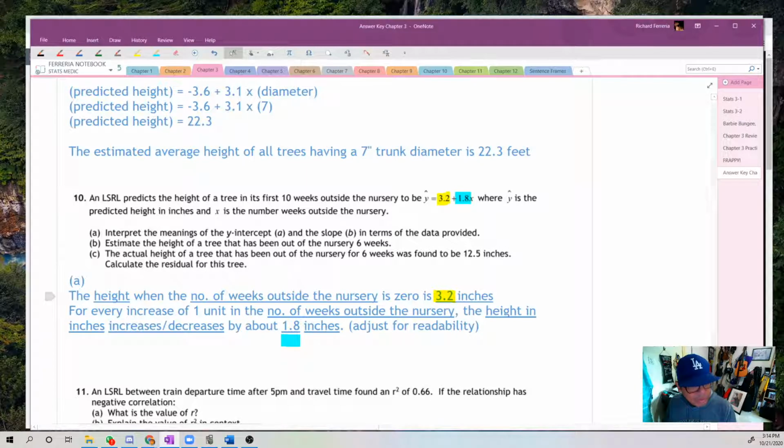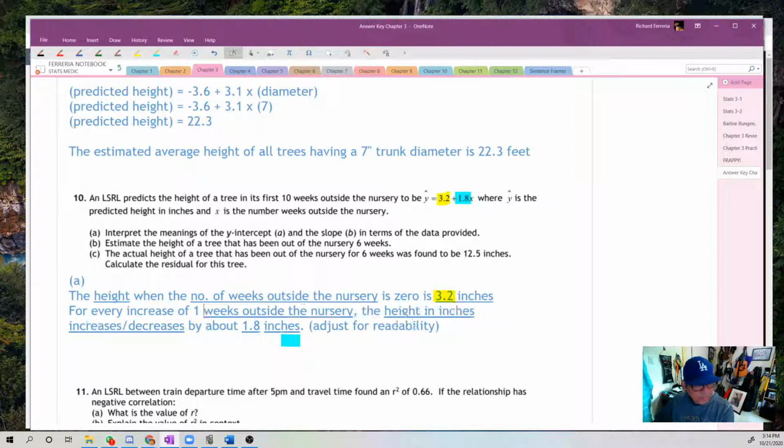For every increase of 1 unit of the number of weeks, so for every increase of 1 week outside the nursery, I think that's a better way to say this, the height in inches, just like before, we probably don't need the in inches part. So the height, oh, we forgot the increases and decreases. And I said earlier that the slope is positive, so that means that the height is going to increase. So the height increases by about 1.8 inches.